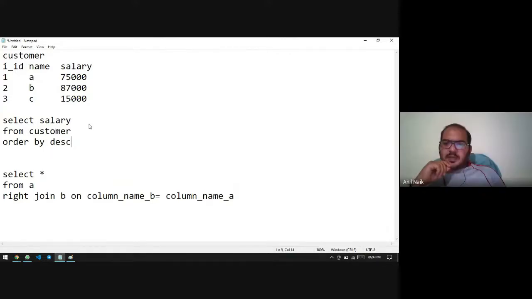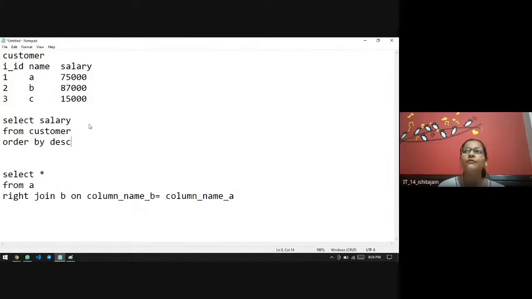Okay. Then minus. If we do A minus B, then all the values which are present in B and A will be subtracted. Only the values which are not present in B and present in A will be displayed. Okay.